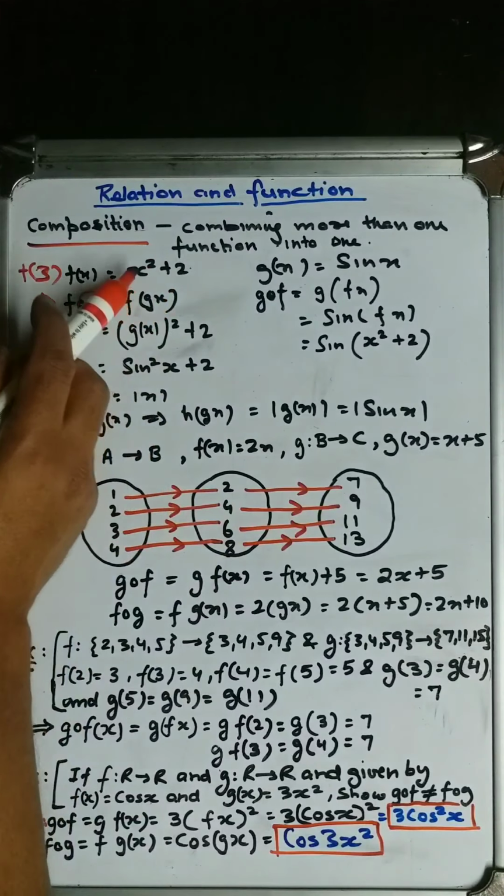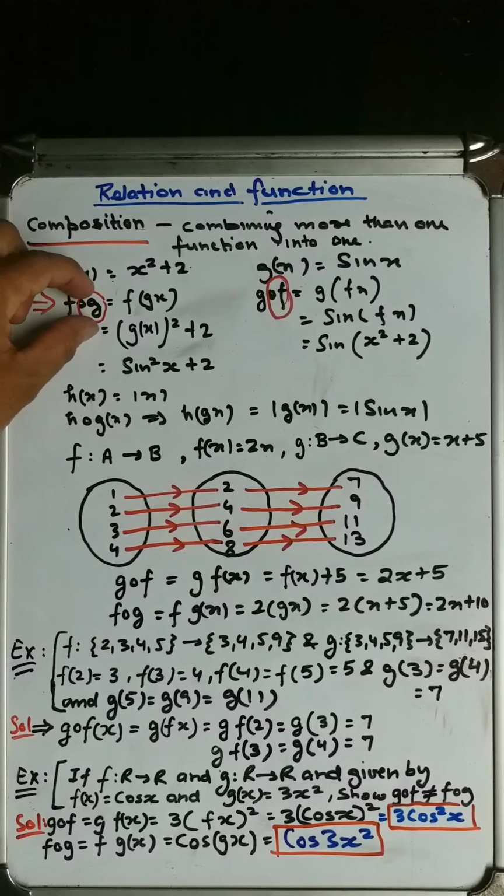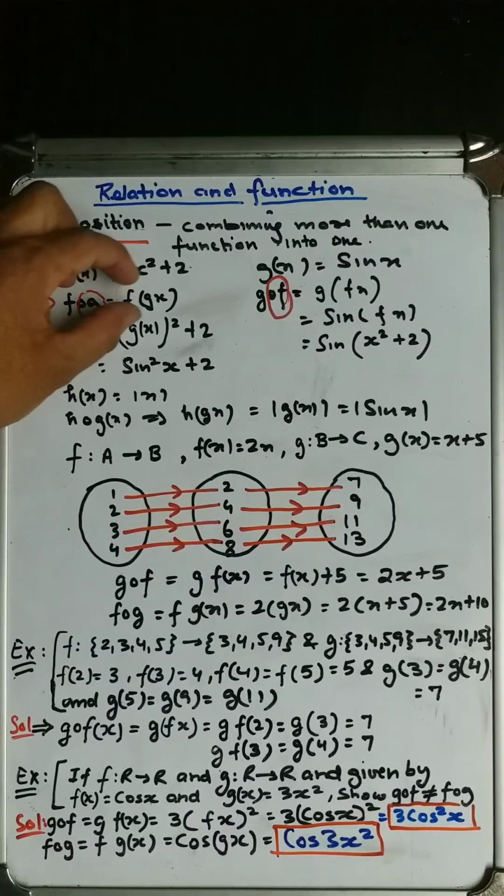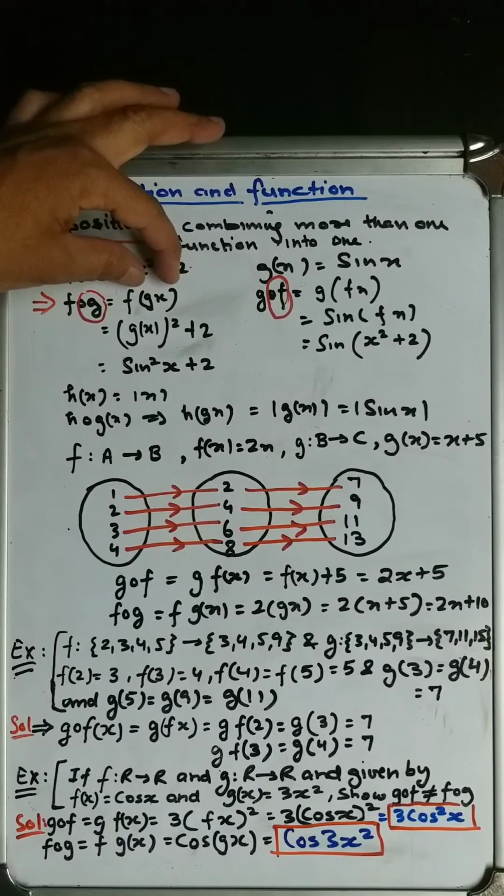So in this case two functions are combined and g becomes the domain. In this case, in g of f, f becomes the domain. So this way whatever is on the right side is the domain, and whatever is on the left side is the function. So the domain of this function will be g. So write f of g(x), this is the domain.